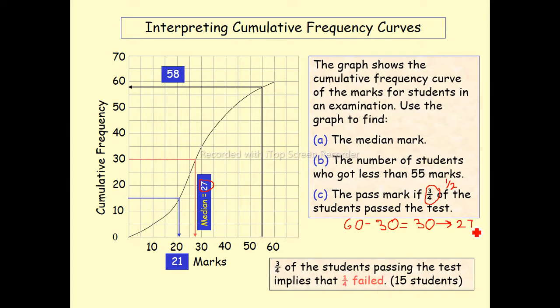Now, next question. What would be the pass mark if we know that 3/4 of the students pass the test? Ready? Have that pass minus 3/4. No, we're not doing 3/4. We want a quarter of the students to pass the test. So what will be the pass mark if a quarter of the students pass the test?